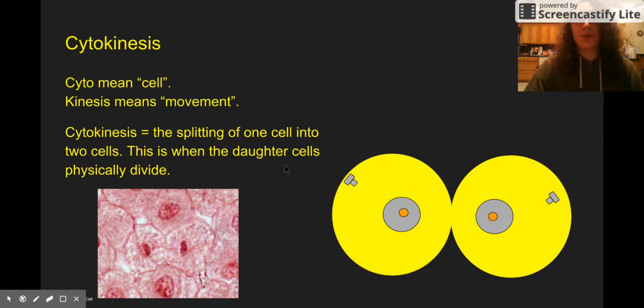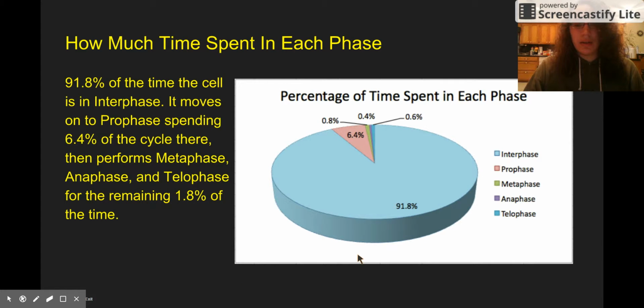This is when the daughter cells finally physically divide, and that's the end of mitosis and the end of the cell cycle. And it just keeps going back and back again. It means two new cells are going through interphase again, and then eventually they start doing the stages of mitosis.